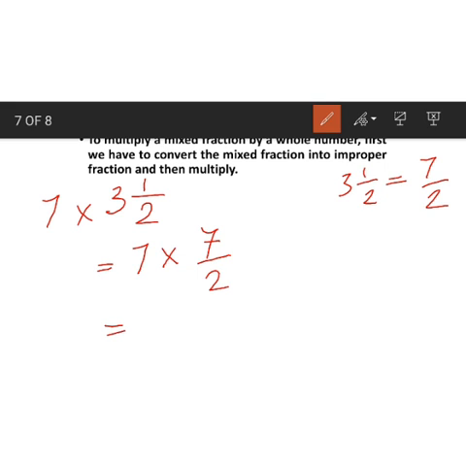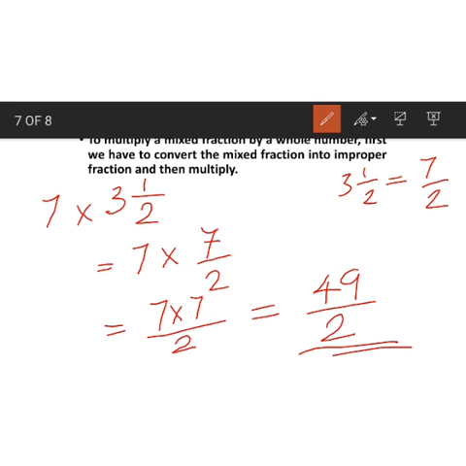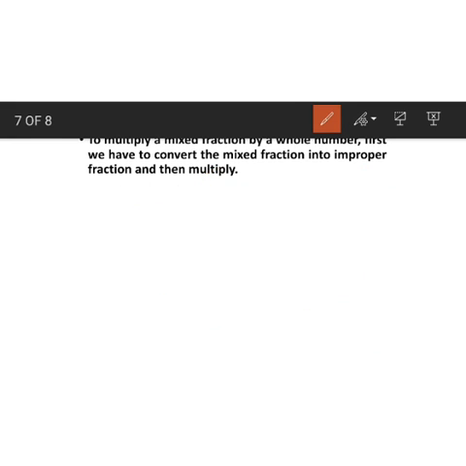So now what we should do is multiply the whole number to the numerator. So 7 into 7 divided by 2. Keep the denominator as itself. So 7 into 7 we get 49 divided by 2. This will be our improper fraction formed. We have multiplied the whole number to a mixed fraction and we got an improper fraction as our answer. Now let's do another one.